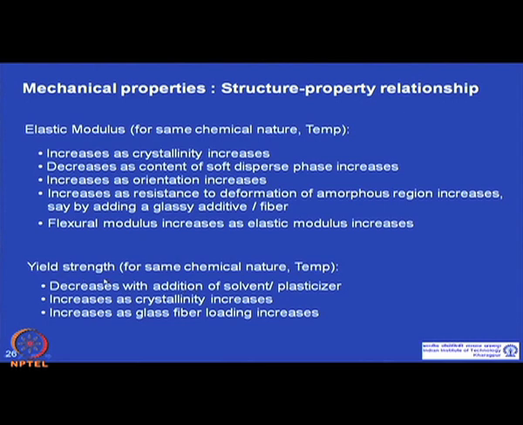Yield strength is the stress where yielding starts, or permanent deformation starts. Yield strength decreases if we add some plasticizer or a solvent molecule; obviously the yield stress comes down. It increases just like modulus with crystallinity of a semi-crystalline polymer, and if you add these glassy additives like glass fiber, then yield strength increases.